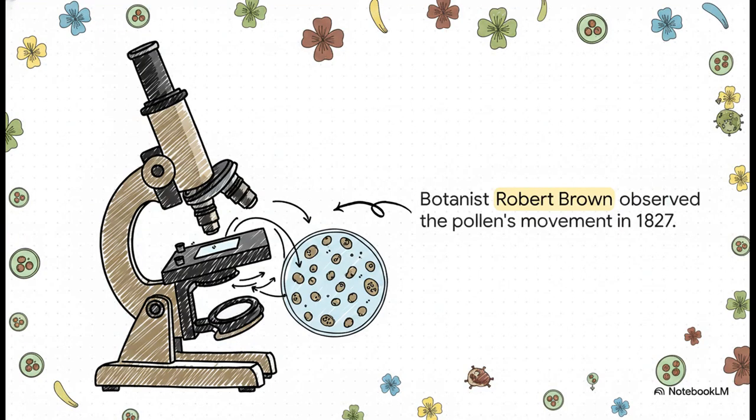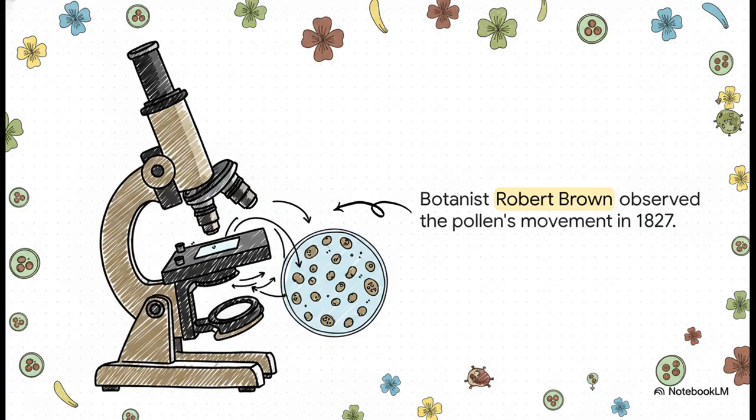To really get this, we've got to travel all the way back to the year 1827. A Scottish botanist named Robert Brown was looking at some Clarkia flower pollen suspended in water under his microscope, and suddenly he sees it. The pollen grains are just locked in this ceaseless, chaotic movement, darting around in these crazy, erratic zigzags.